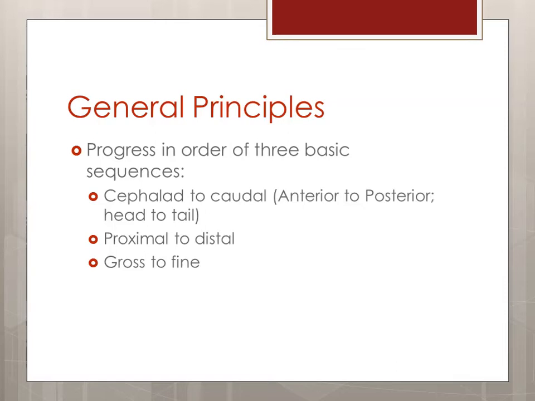Another general principle is that in development, progress is an order of three basic sequences. And so this occurs cephalad to caudal, or anterior to posterior, head to tail. So think of during gestation. Developmental gestation occurs from the brain down to the tail first. Proximal to distal, so parts of the body that are closer to the main area of the body are going to develop first, and then distal parts are going to develop last.